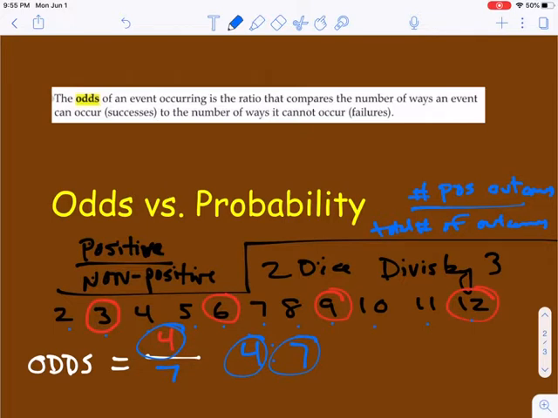The nice thing about that is when you write something in odds, you can see what the total sample space is just by adding them up. Okay, so let's do another one.